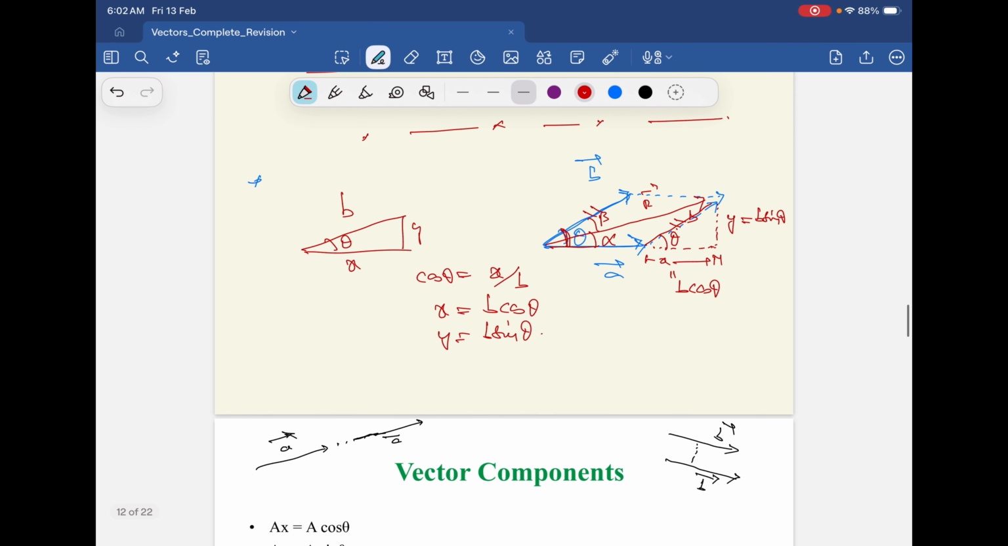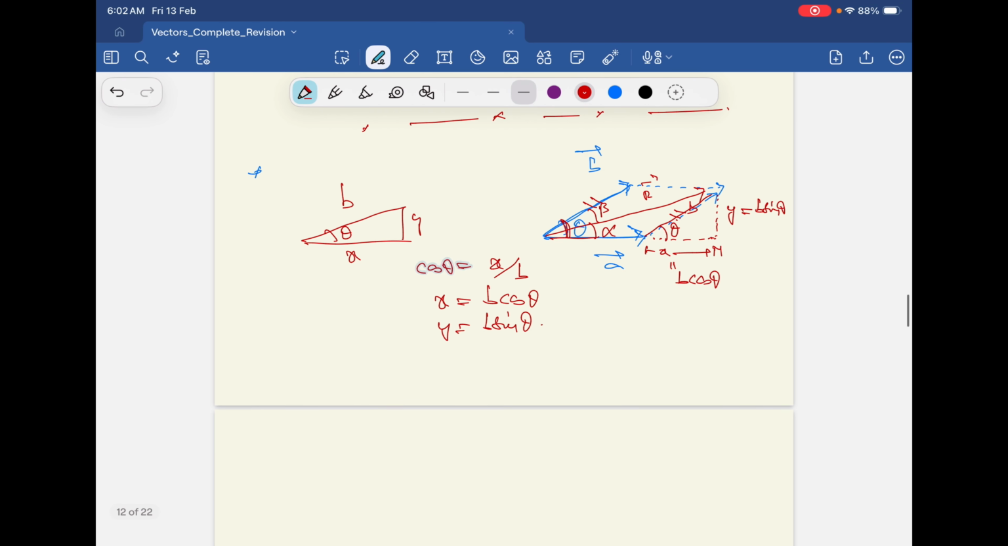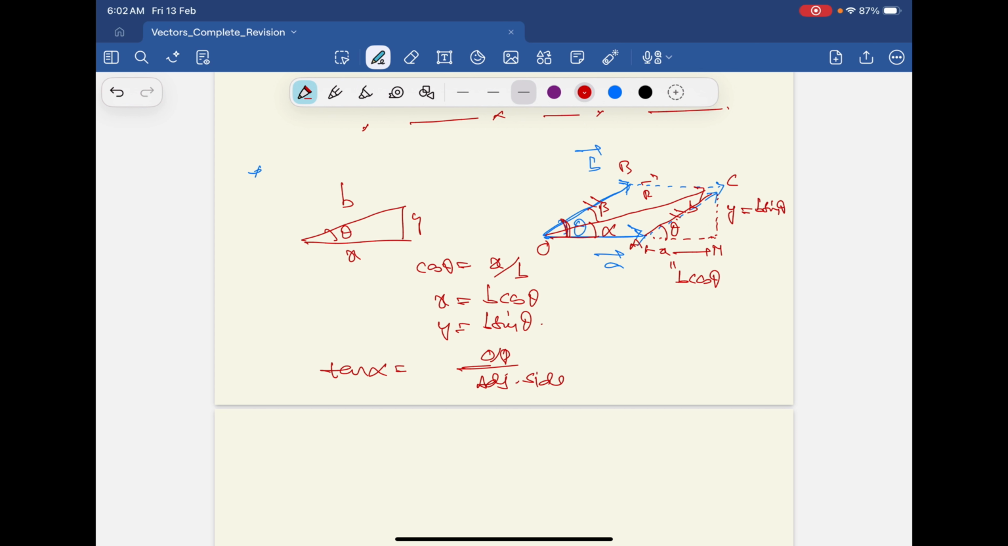Now let the resultant vector make an angle alpha. So in this triangle, say this is O, this is A, this is C, this is B. So OCM is a right angle triangle. What can you get as the value of tan alpha? Tan is opposite side by adjacent side. Tan alpha: opposite is b sin theta, divided by a plus b cos theta. Why a plus b cos theta?